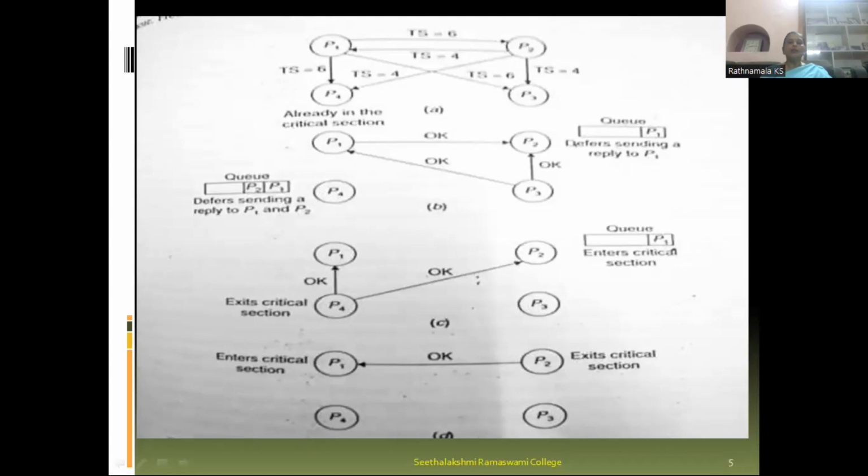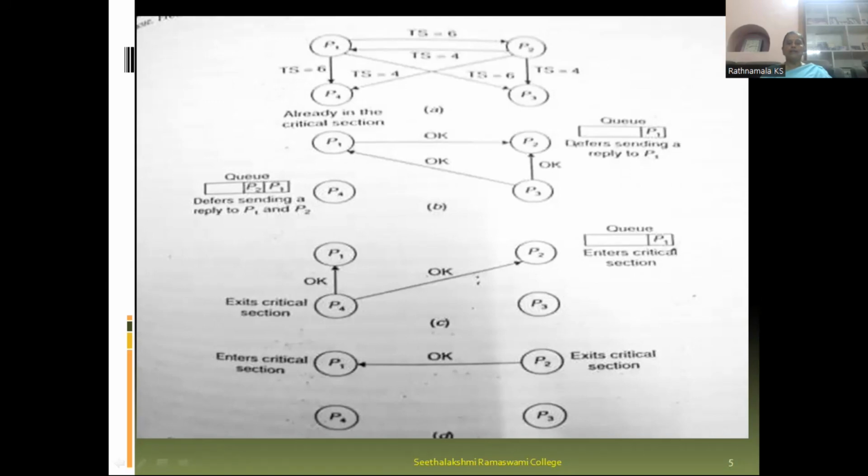Now, P4 exits the critical section and immediately checks whether it has received any messages. Yes, it has received messages from both P1 and P2, and it sends an OK message to both P1 and P2. Now, P2 has got consent from P1, P3 and P4. So now P2 enters into the critical section.